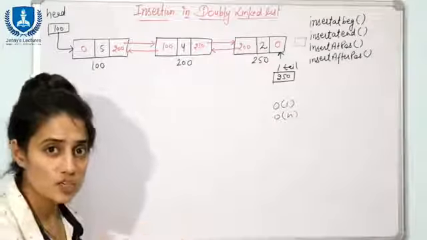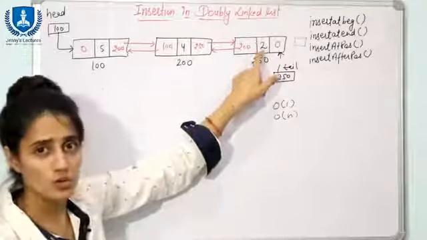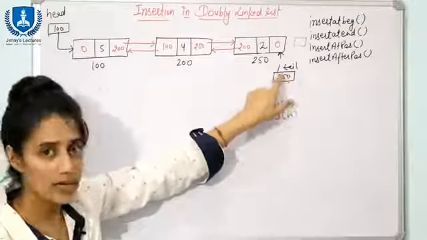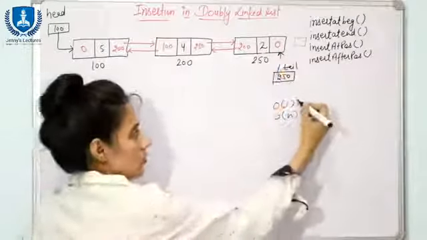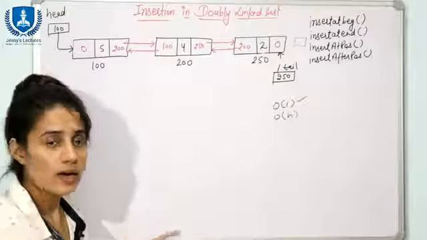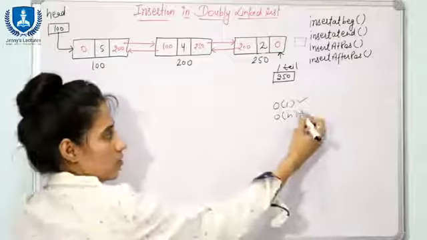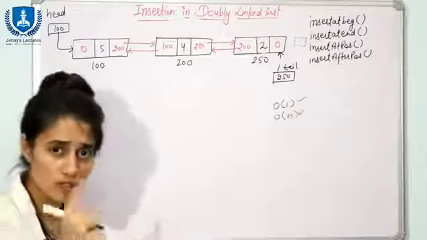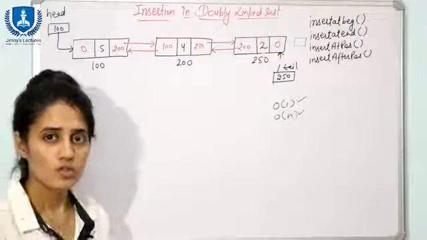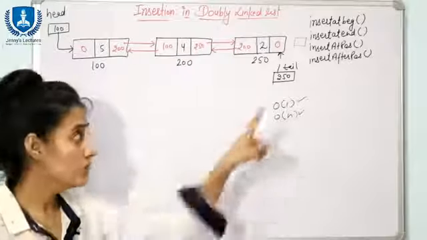And same with deletion. If you want to delete this last node and if you maintain this tail, then time complexity would be order of 1. And if you don't maintain this tail, then the time complexity would be order of n. The delete operation also we will discuss in the next video. So these are some advantages of maintaining this tail pointer.